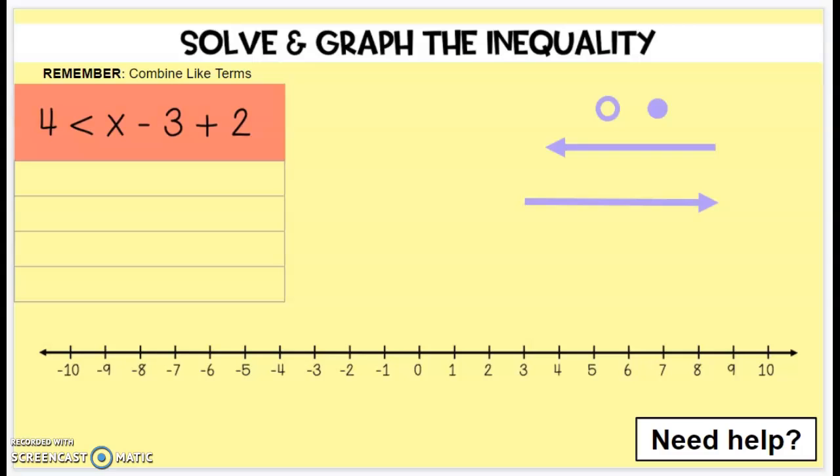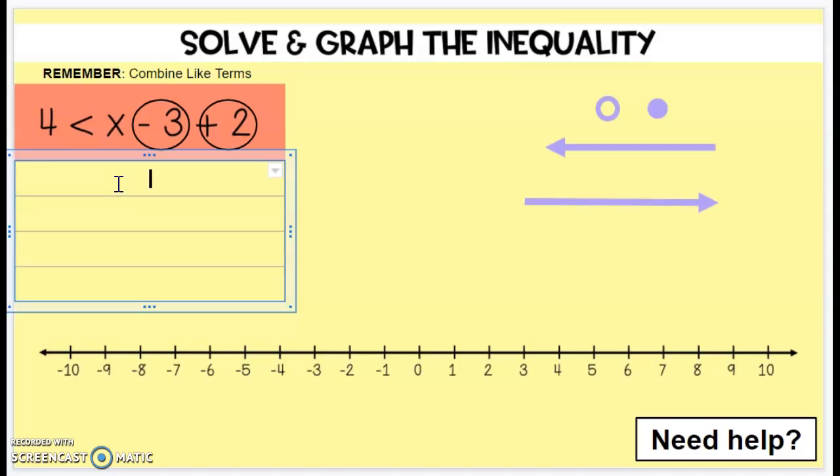All right, for slide number 7, we have this really interesting inequality. It actually doesn't look too difficult. We're going to, first of all, circle our like terms, and we're going to combine them. Again, when you identify your like terms, you need to make sure that the sign in front of your term or your number is also circled.